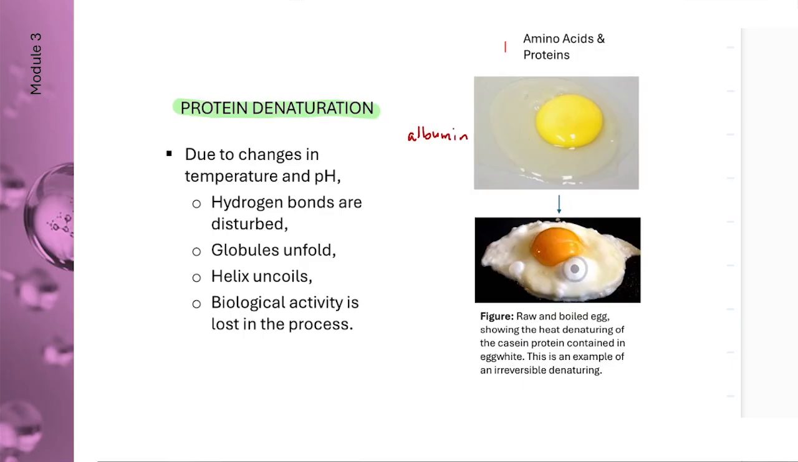Okay, so what happens as a result of heat? Hydrogen bonds are destroyed, then the globules unfold, the alpha helix uncoils, and of course biological activity is lost, but this is the transformation that happens in that protein. So it goes from this to that.